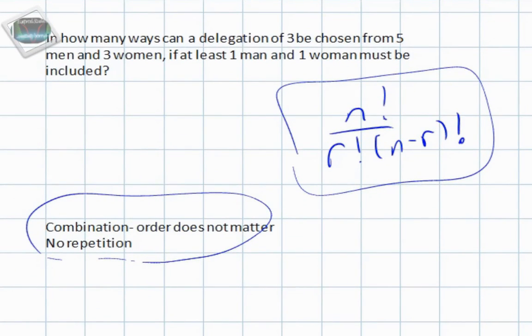So they give us, this is what they say: we're going to have 3 people on our delegation, and we have 5 men and 3 women, okay, and at least 1 man and 1 woman must be included. So what we want to do when we do these type of problems is we want to imagine all possible outcomes, and then do the math for each outcome and then add them up, okay?